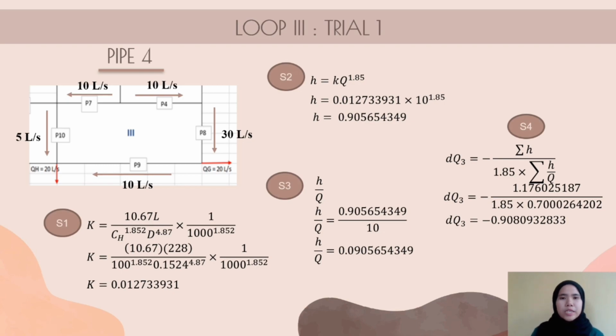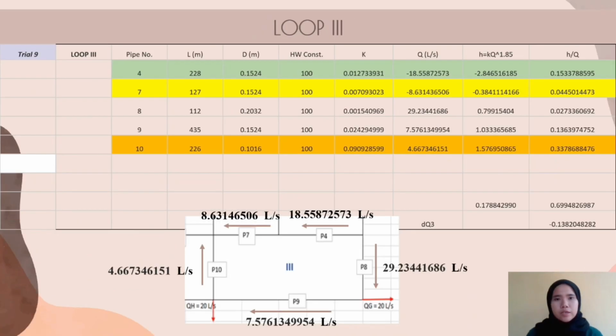Next, we need to calculate the H over Q, and we got the answer 0.0905. For the delta Q3, we got the answer negative 0.90809. In this loop, we end at trial 9 because, as in loops 1 and 2, we already got the answer 0.000. So we got the result as shown in the slide.